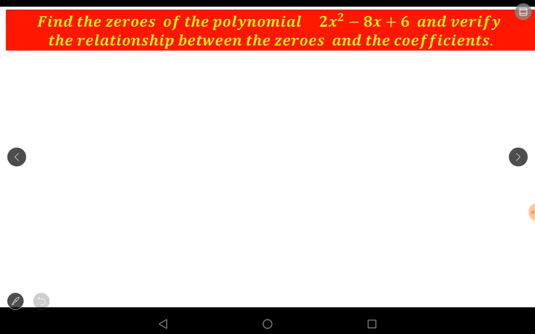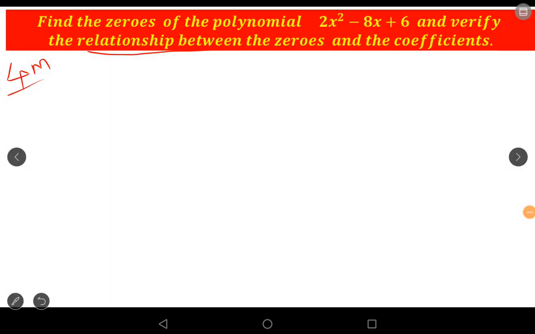First question: find the zeros of the polynomial. These are 4 mark important questions. Find the zeros of the polynomial 2x square minus 8x plus 6 and verify the relationship between the zeros and the coefficients. In the fourth, fifth, sixth, seventh videos we only found the zeros. Here, in the 12th video, we find the zeros and verify the relation between zeros and coefficients.